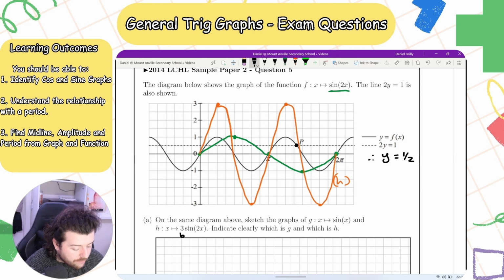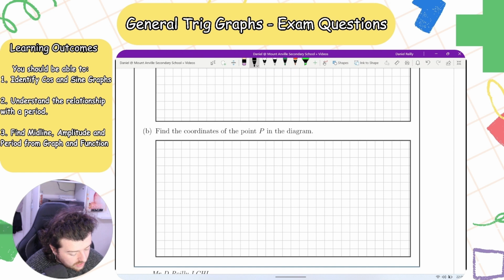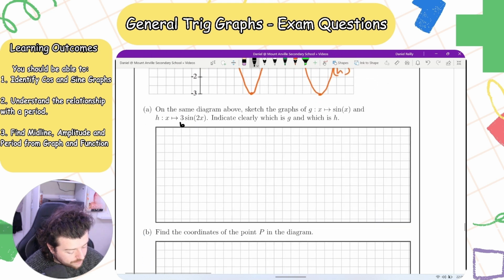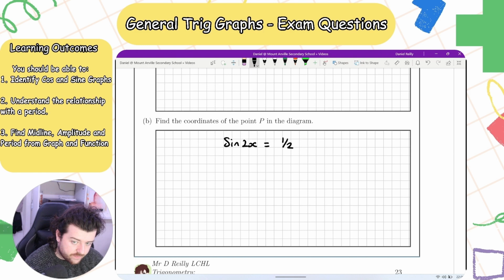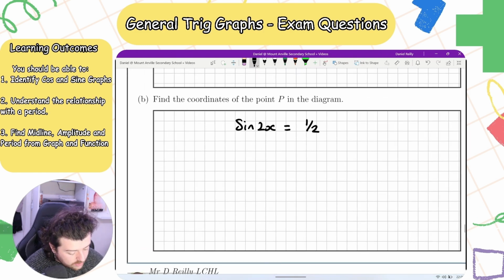So I'm now tasked to find the coordinates of point P on the graph. So I need to find where my function is equal to a half. So I'm going to have sine 2x is equal to a half. So let's solve for x. x is in radians, so we'll work in degrees first.